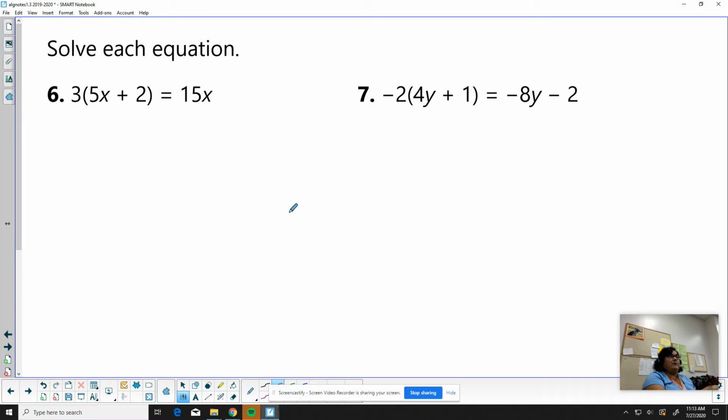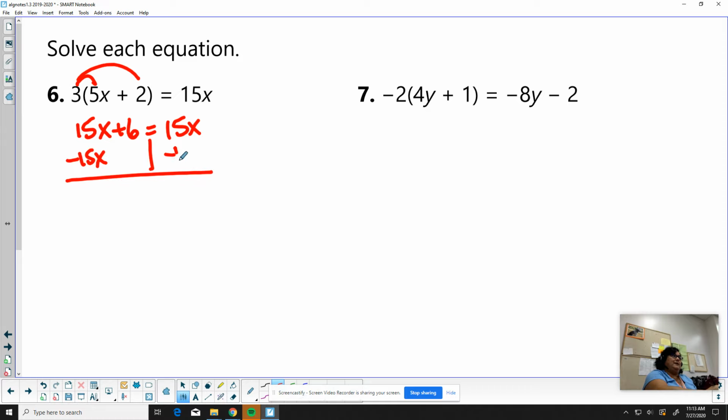So let's try a couple. On this one, I need to distribute the 3 to both of them. 15x plus 6 equals 15x. Again, since there's only one constant, I'm going to move this 15x to the other side to isolate the variables. And then there's nothing over here because both of these cancel. So it's just a 0.